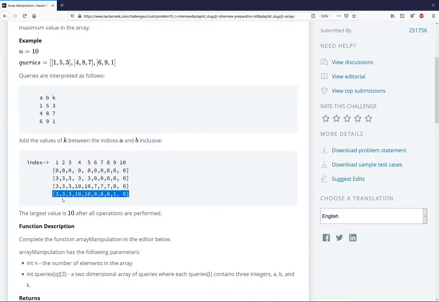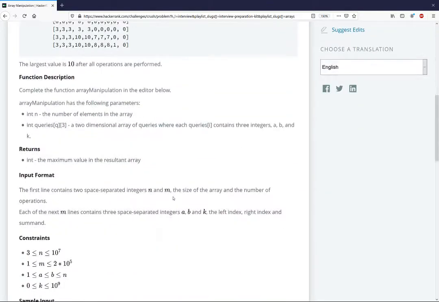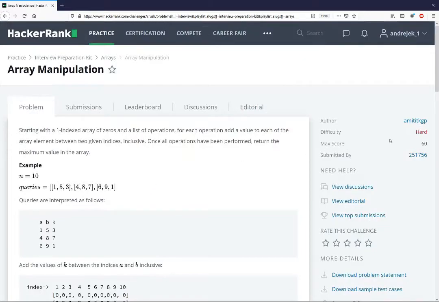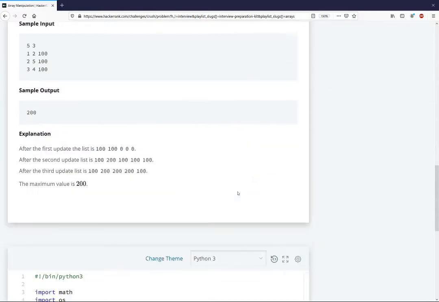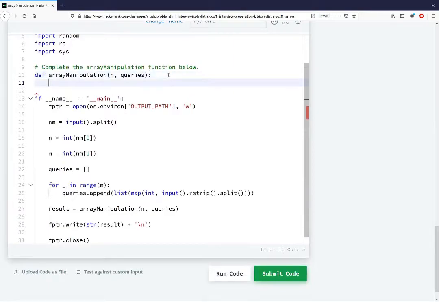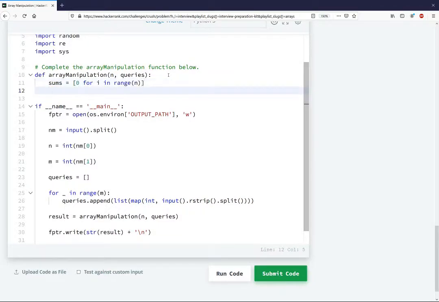And at the end, what they're asking for is the largest value in this final array. So let's just imagine that we do this in the exact way that they've described here, which shouldn't work because the difficulty is hard, but let's just imagine that this is what we're going to do. So we would say sums equals 0 for i in range n. So this is just going to be an array of length n of zeros.